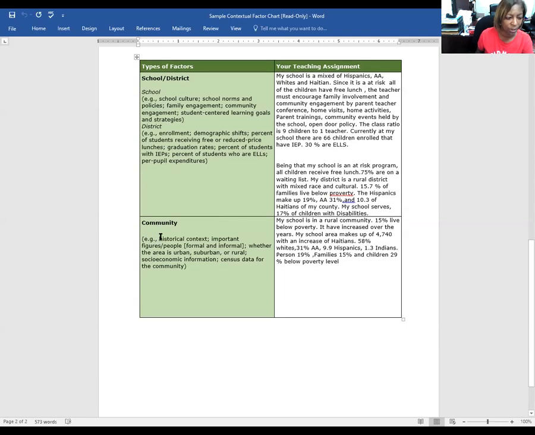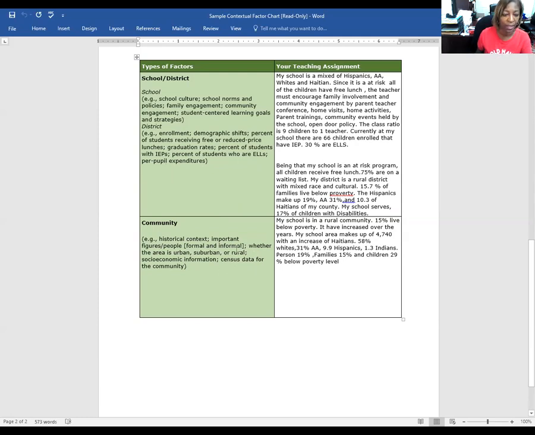And in the community, are there any historical buildings or any museums located in that community? What is the population? Is the area urban, rural, suburban? What's the socioeconomic status? What's the census data for your community?